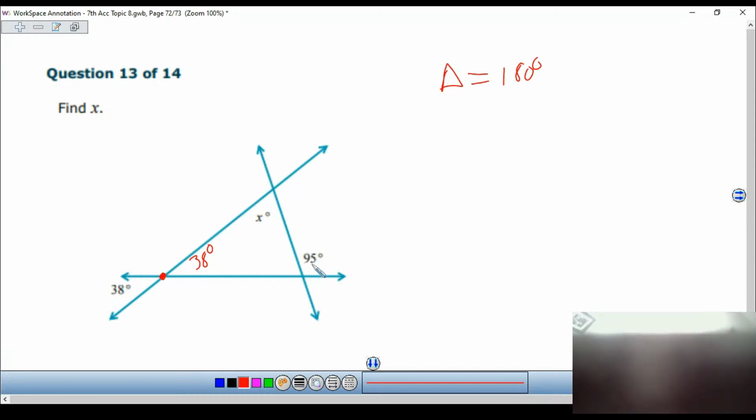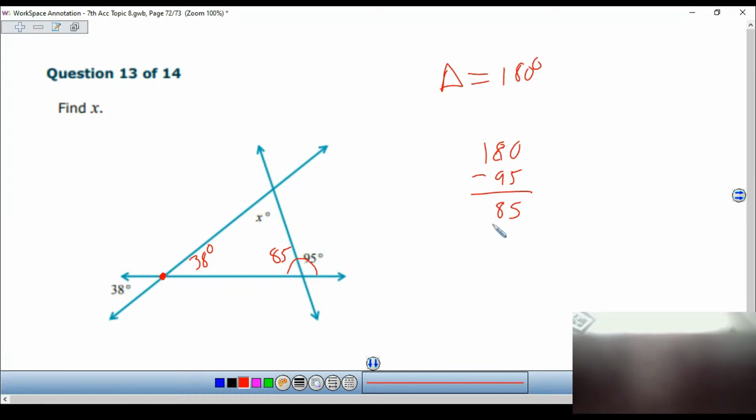Now, as far as this 95, remember this is on a straight line. So both of these angles together have to add up to 180. So if I take 180 and I subtract 95, that's going to leave me with 85. Sound right? Yeah, 85. So this is going to be 85 degrees inside here.